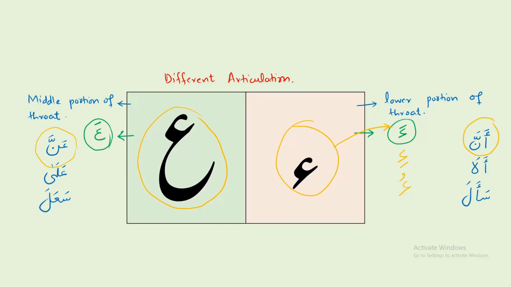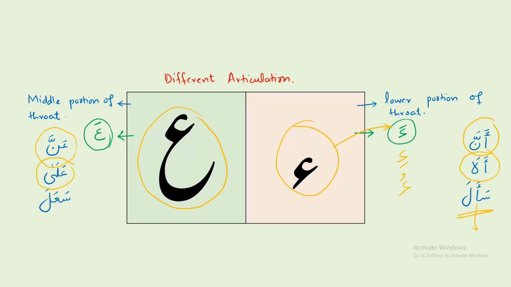Let's take another example. The Hamza sound here is ala, ala, ala, right? But for Ain, we have ala, ala, like this. Let's take one more example, which is of this word, sa'ala.